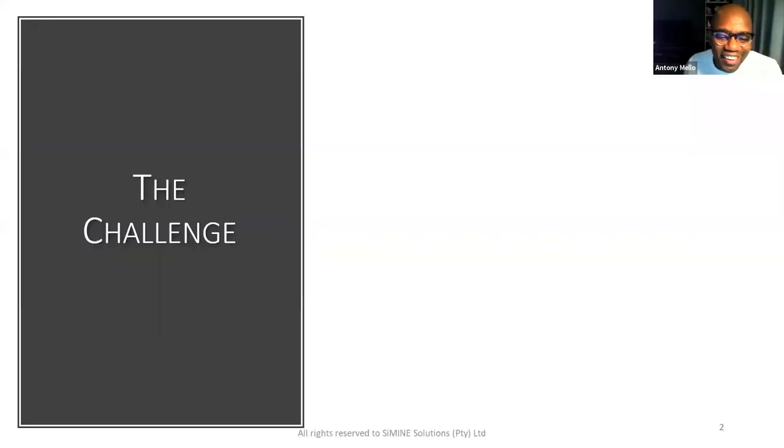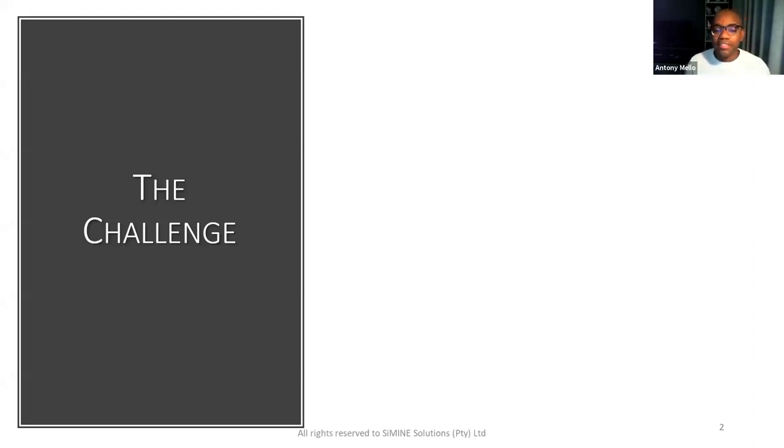Before we get into the actual SiMINE simulation, we thought it would be pertinent to just take you through what we see as the challenge that the simulation is trying to solve, based on our interactions with previous clients and some of the research we've been doing around the challenges that many organizations, particularly in the mining sector where we've done a bulk of our work, face in the age of the 4IR, as people call it, or the Fourth Industrial Revolution, as the term has been coined. So what is the challenge that SiMINE is trying to solve with our offering?